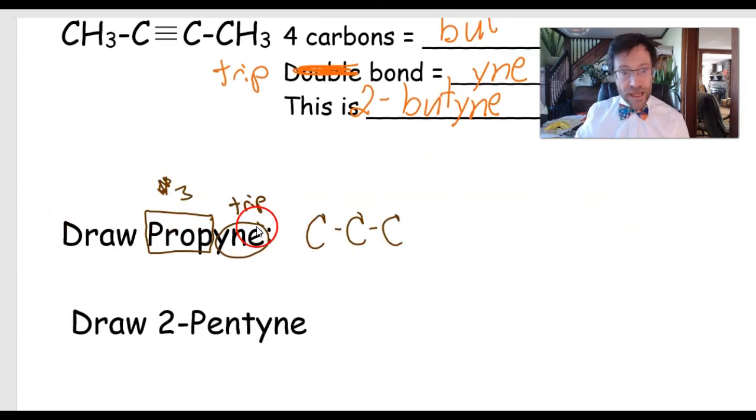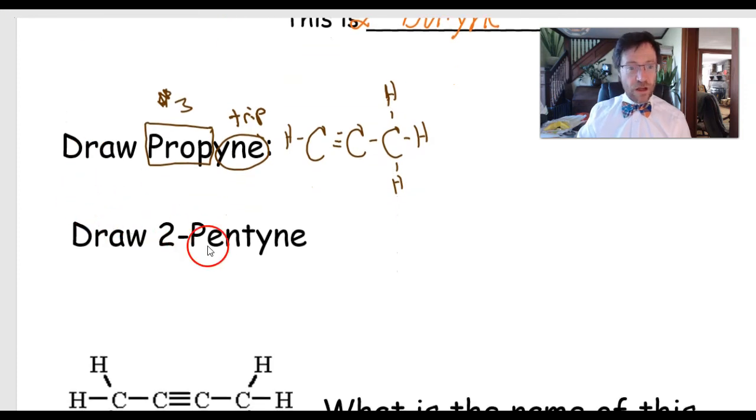Meth, eth, prop. And it says yne, so I'll just put my triple bond there, and you splatter in your hydrogens to get 4. So this guy already has 3, there's my H. This guy has 1, 2, 3, 4, so he gets none. 1, 2, 3 on that guy, and there's his 4th bond. Look, everybody's happy. Very nice. All right, let's check the next one.